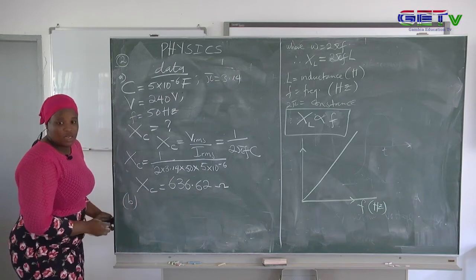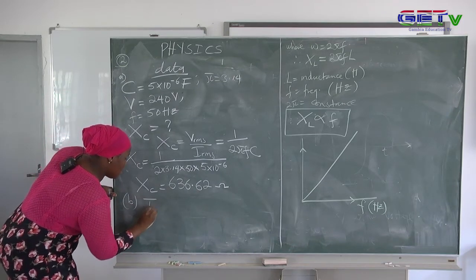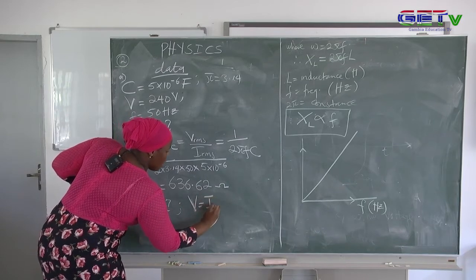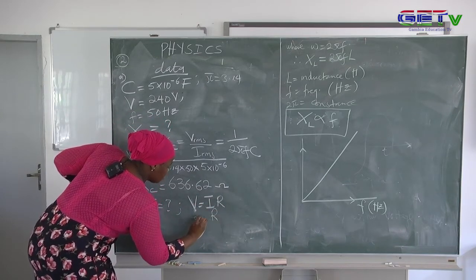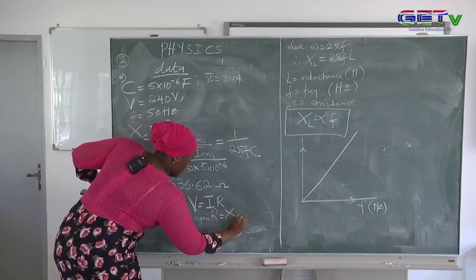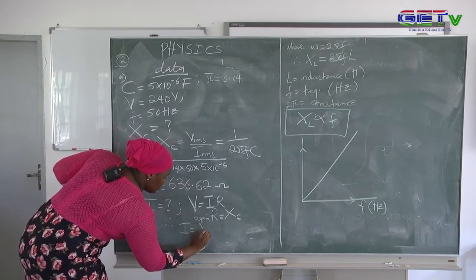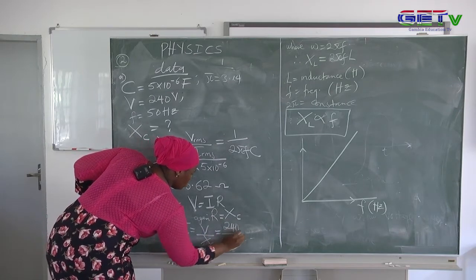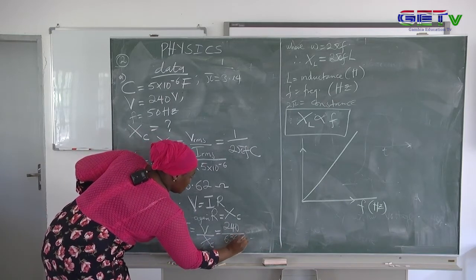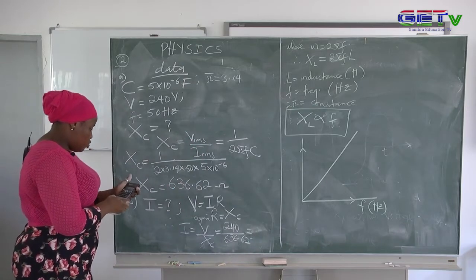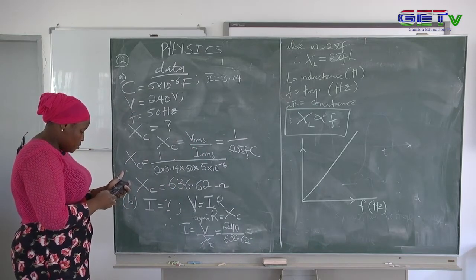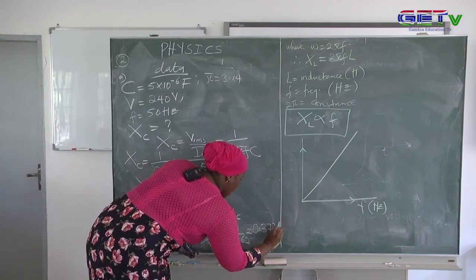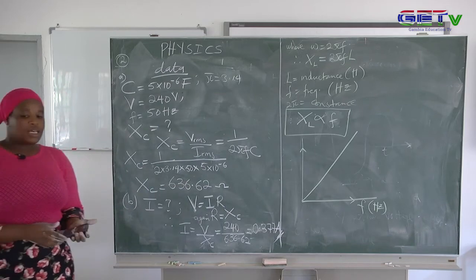The B part says we calculate the current that flows through the circuit. I is not known. But we know V is equivalent to I times R, and R is the same as XC. Therefore, the current will be equivalent to V over XC. That's 240 volts divided by 636.62 ohms, which gives us 0.377 amperes. That's the amount of current that flows through that circuit.